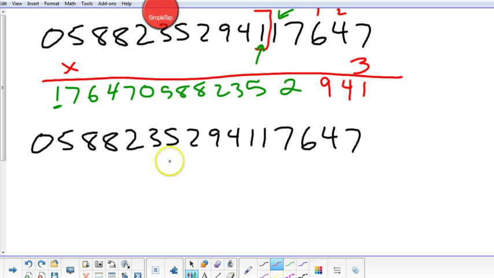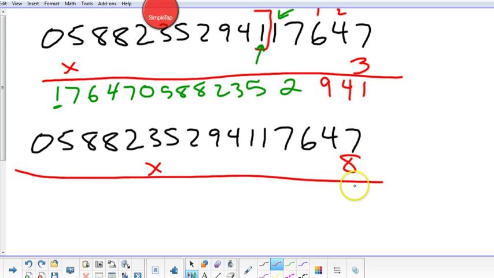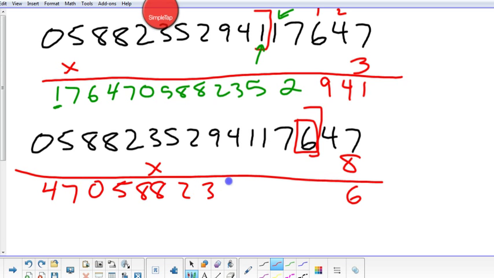So if I wanted to multiply it by 8, well, 8 times 7 is 56. And if I look, this is the only 6 in the whole number. So I know right away that that is the end. The 6 is the end of my number, which means that the 4 is the start of the number. So the answer is going to be 47, and then write the number 05882352941176.